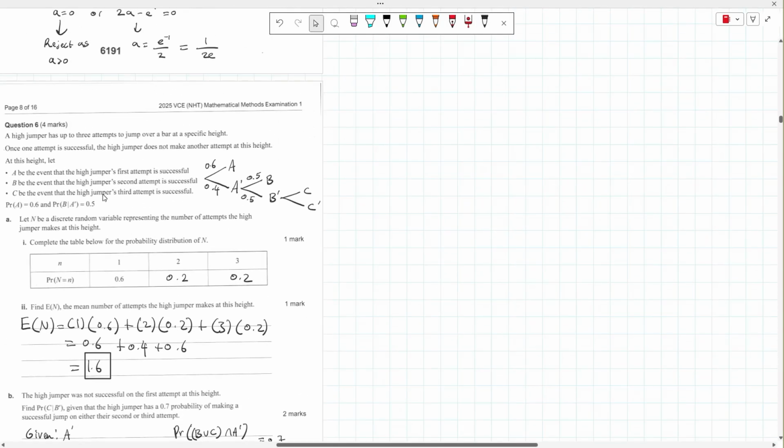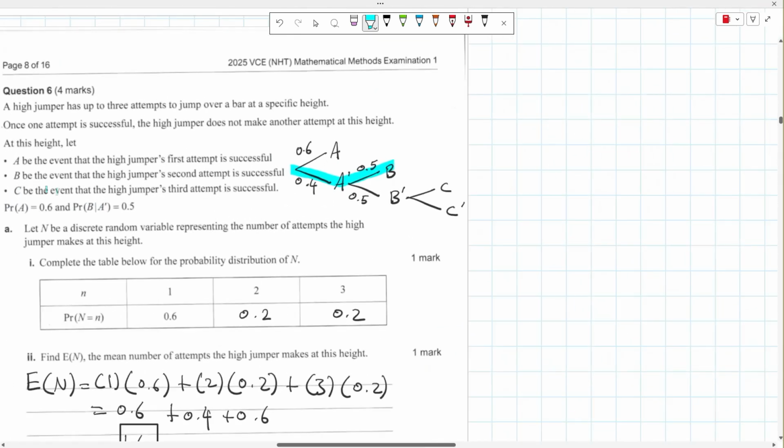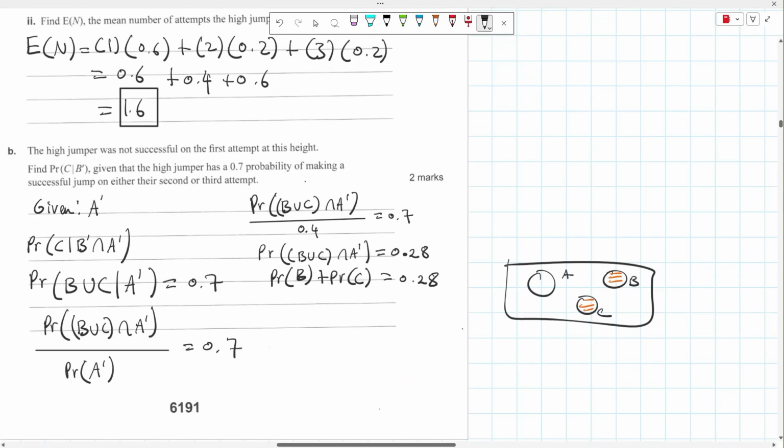Now, what is the probability of B? Well, B is the event that the second attempt is successful. If you go down this route, the second attempt is successful, so it's going to be 0.4 times 0.5, which is 0.2. So we find that the probability of C is really just 0.08.